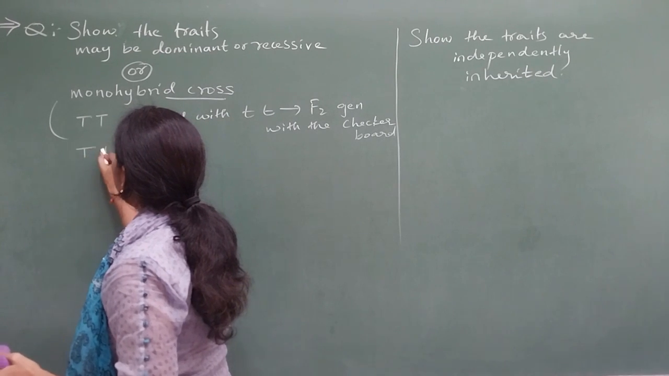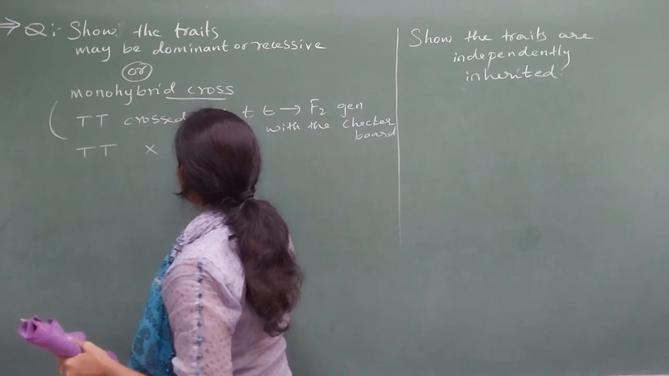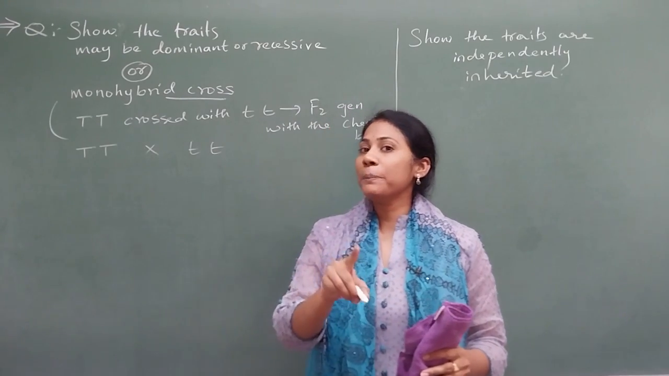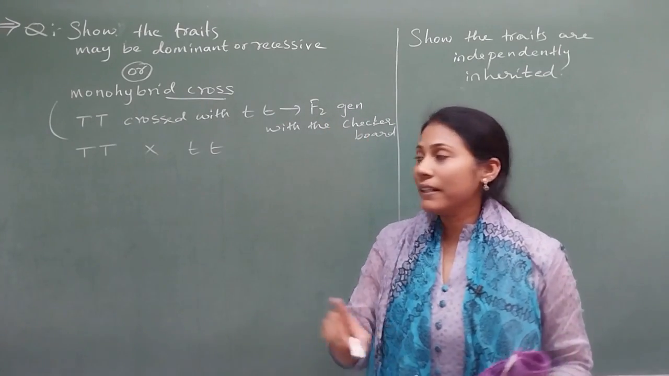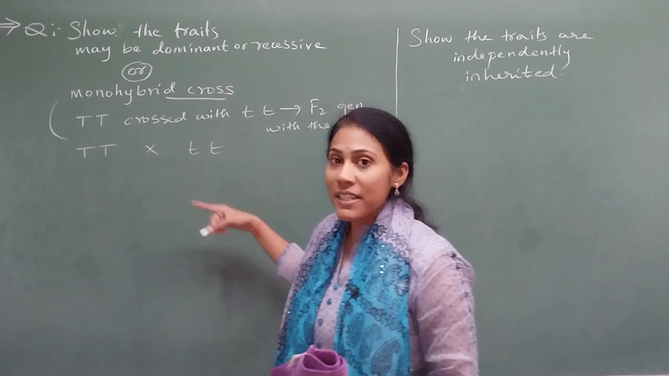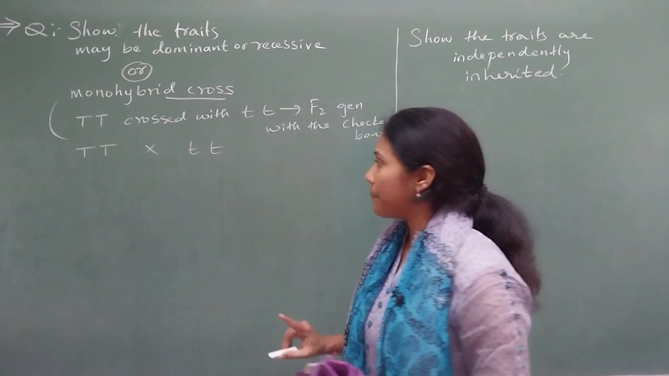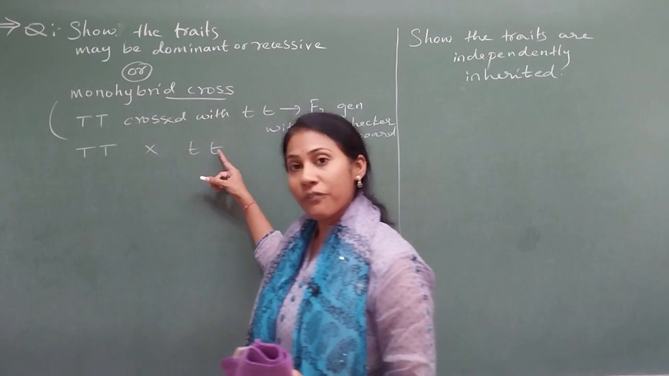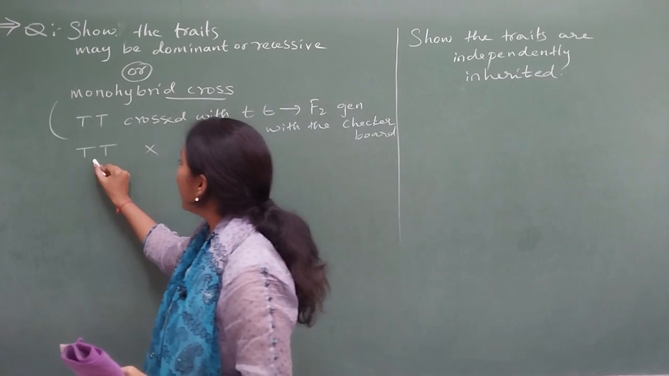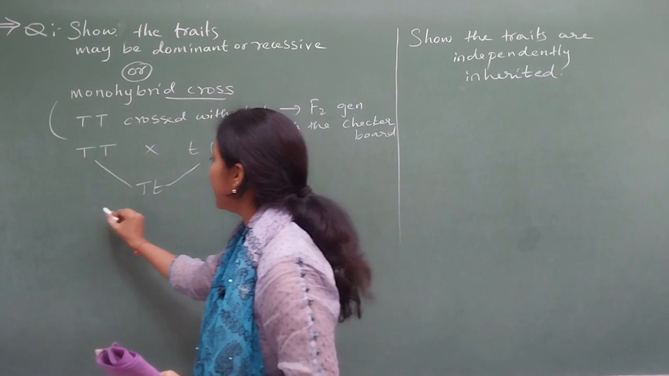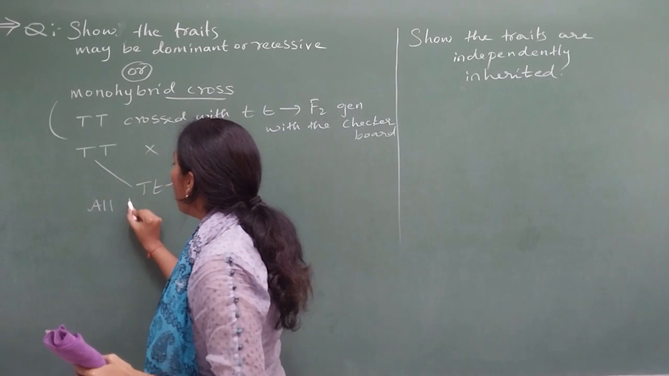Say what you will take: capital T crossed with small t. You can do this along with me. Take a pen and paper, it becomes a practice. Please do the monohybrid cross, both F1 generation and F2 generation. So now I am starting with the F1 generation. Here in the F1 generation, you will get all tall varieties. You have to mention all F1 plants are tall.